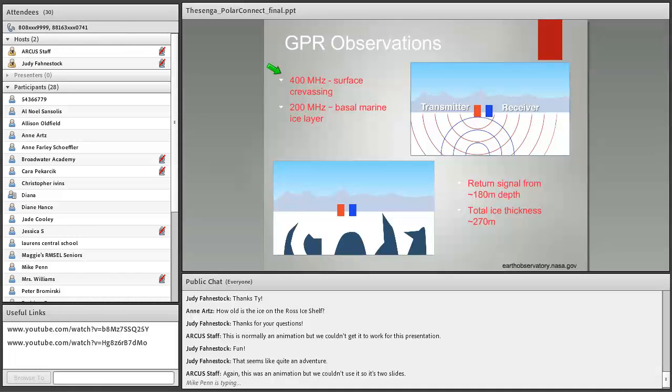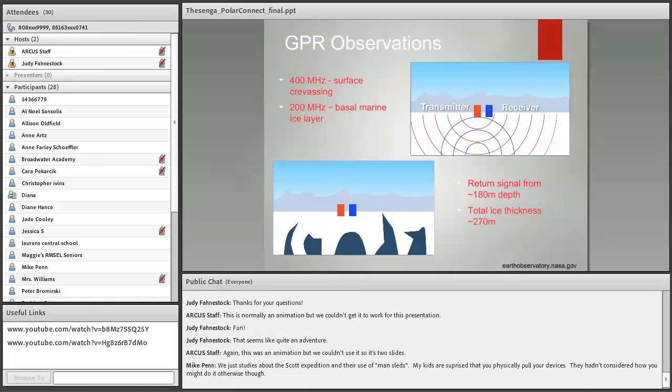So we have another lower frequency antenna that can do just that. The 200 megahertz antenna is able to go quite deep into the ice. We've been able to get a return signal from around 180 meters at depth. But using that antenna, we weren't actually able to image the bottom of the ice shelf. From our GPS observations of the elevation of the ice, we know that it's around 270 meters thick. But we're not able to see that far at depth.